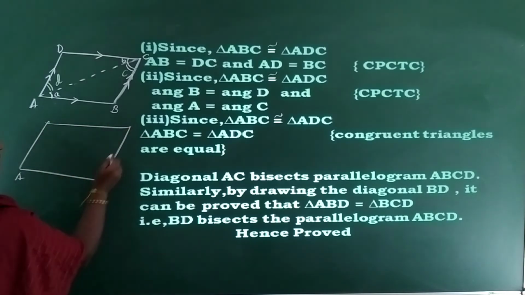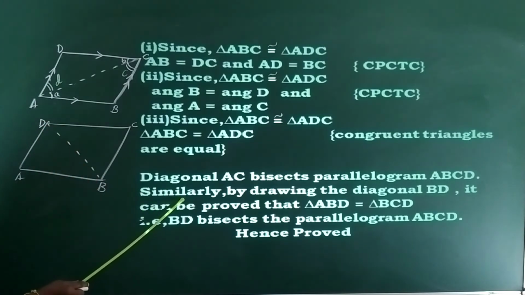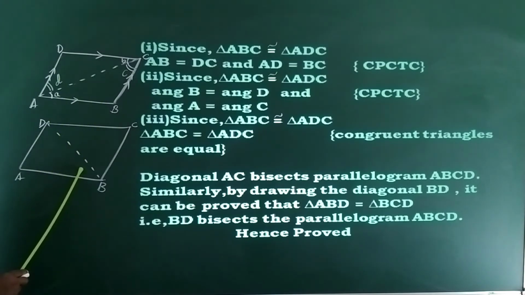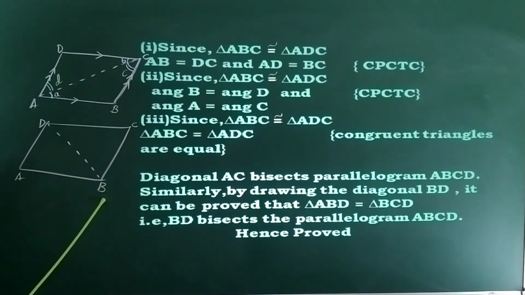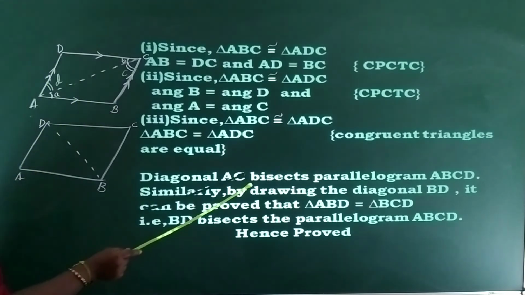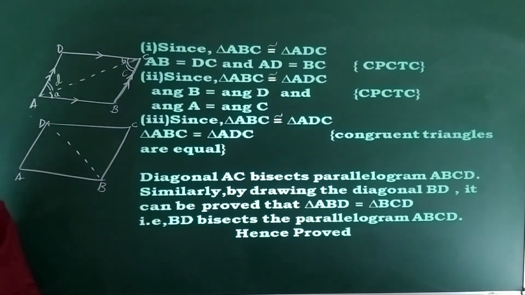A, B, C, D. Now look at here. Similarly means same like this parallelogram. Similarly, by drawing the diagonal BD, I have drawn another diagonal. It can be proved that triangles ABD and BCD are equal. Means both the two are also equal. Correct, no children? If with one diagonal only we have proved both the triangles are equal, then if you draw another diagonal also, both the triangles are going to be equal.